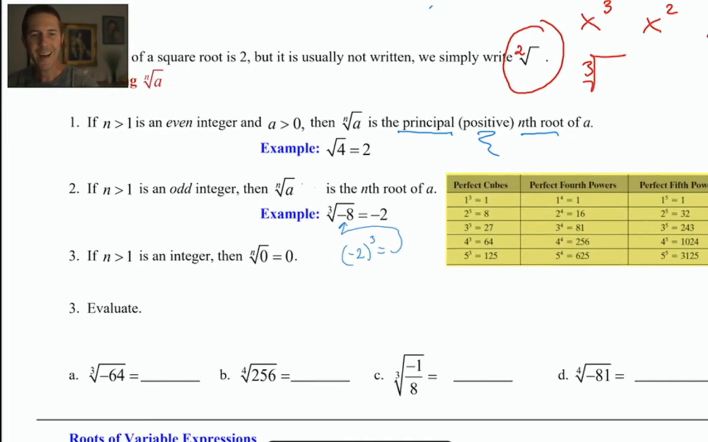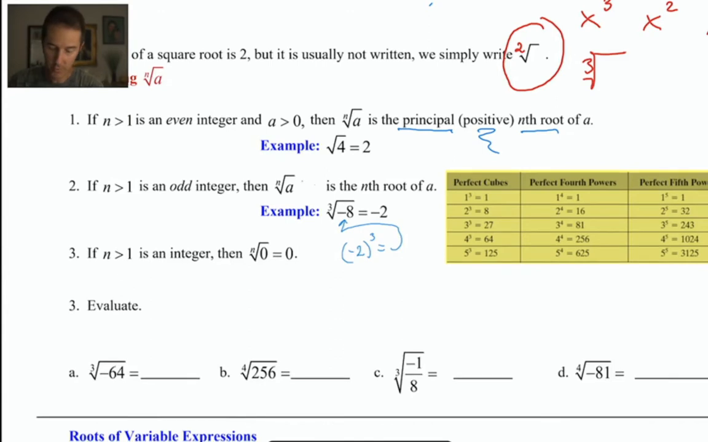So when you're working with an odd index, you don't need to worry about the plus or minus. If you're taking notes on this, that's a good little tidbit to write down. If you're taking an odd root, in other words, if your index is odd, you don't need to worry about the plus or minus. It's just going to be what it is. In this case, the answer was negative. I should mention that the third root of +8 is +2, because 2 to the third equals +8.